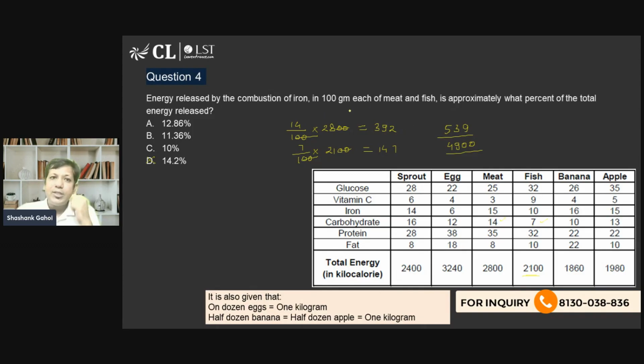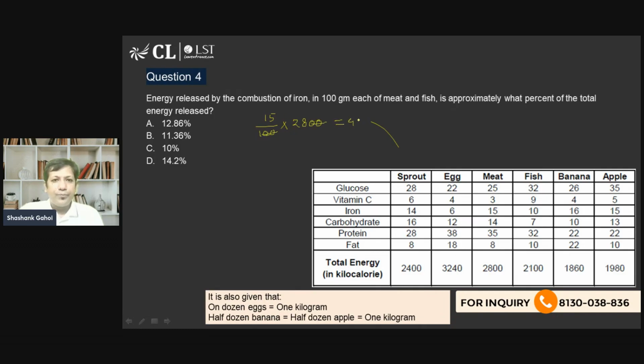The total energy released by combustion of iron is, okay, so basically I made a mistake. Iron is 15 and 10. So there is a blunder from my end. I think I have taken a wrong value, the carbohydrate ones. So let's start again. What does it say? So 15% of this 2800. So 15 by 100 of 2800.